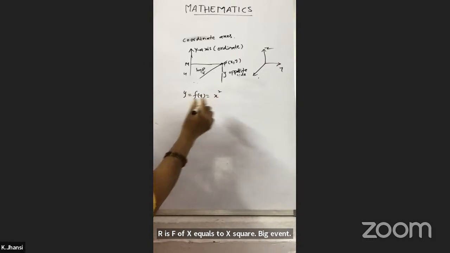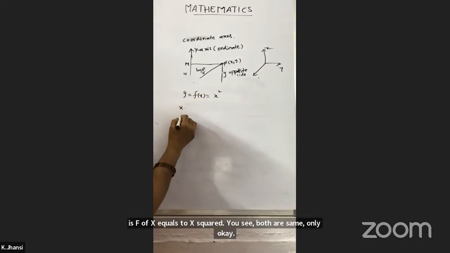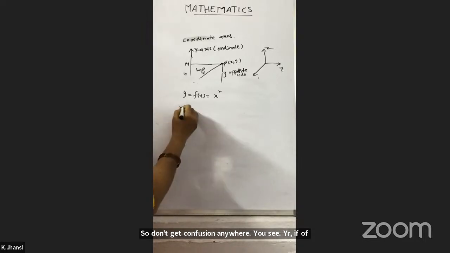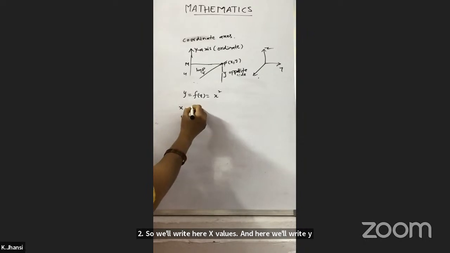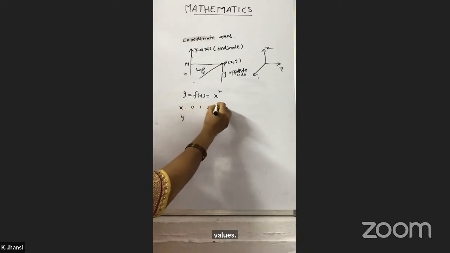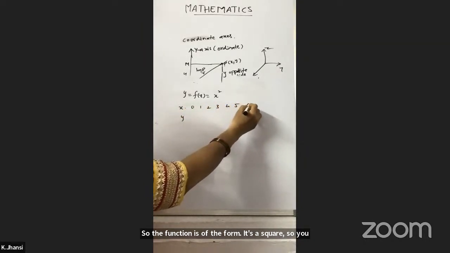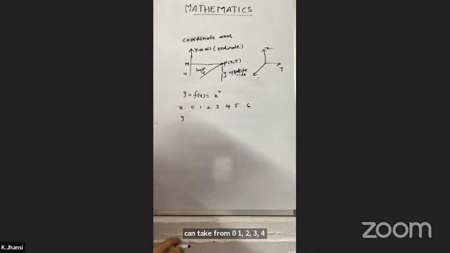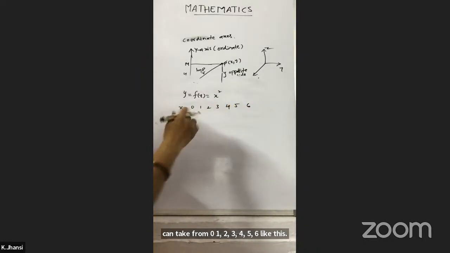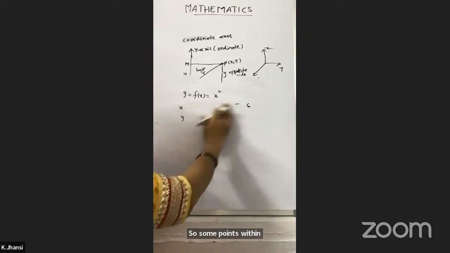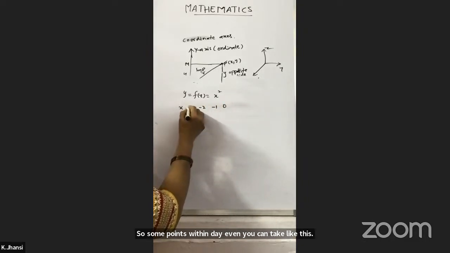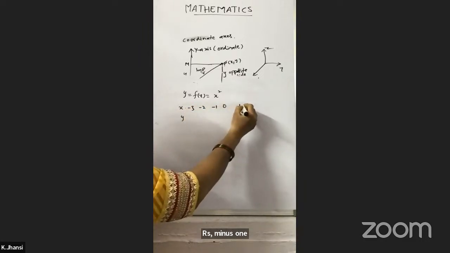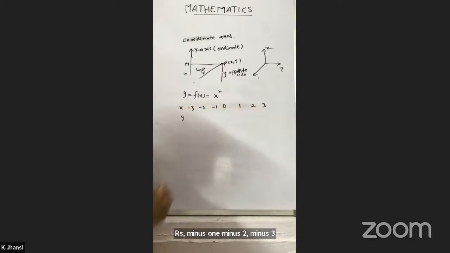So x square. We'll write the x values here and the y values here. The function is of the form x square, so you can take 0, 1, 2, 3, 4, 5, 6 like this. Some points you can take, or else you can take 0, -1, -2, -3. That is, negative and positive values you can take.